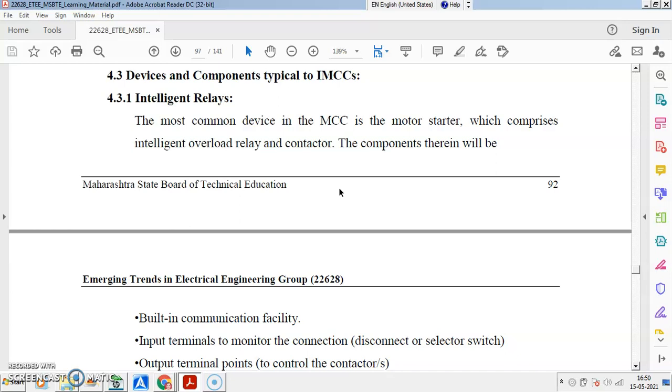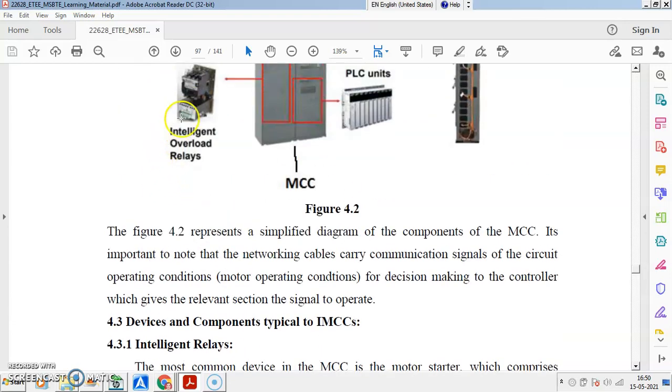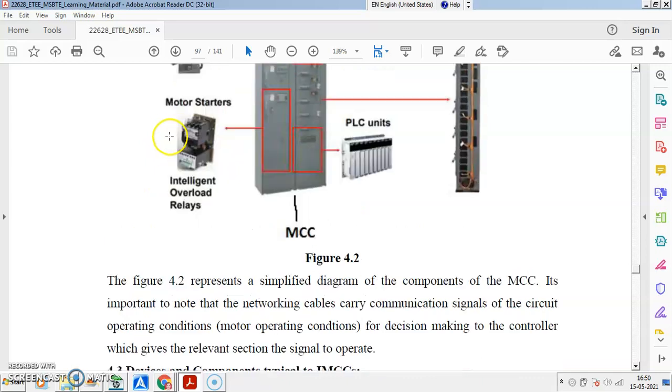So that is only the electromechanical operation or electromechanical control, which is normally used in the conventional relay. Now the intelligent overload relay comes with the unit we have, the motor starters. Okay, so motor starters with simple relay and motor starters with intelligent relay.